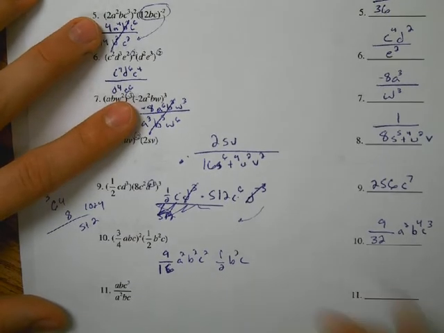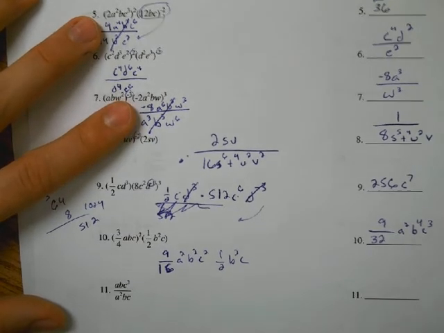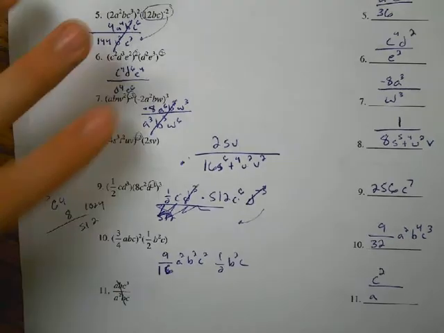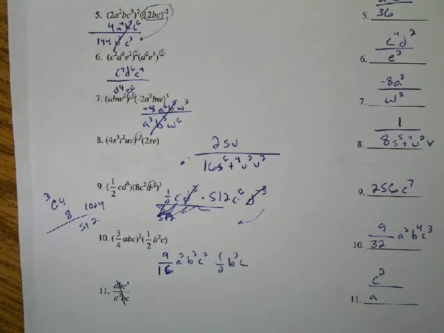Just counting those up. My last one, real easy, just counting. I've got more a's on the bottom, so they'll stay. B's cancel. I've got more c's on the top. How many more? 2 more. And that'll be it. Next page.